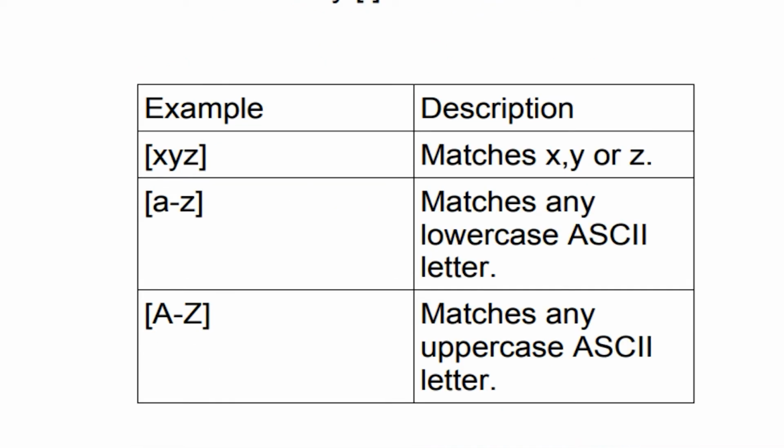The first one is XYZ within the character class. It matches X, Y or Z. The second one is a to z within the character class. It matches any lowercase ASCII letter. Note that when a hyphen is placed between any two characters, it will match any character between them. Next one is capital A to Z within the character class. It matches any uppercase ASCII letter.